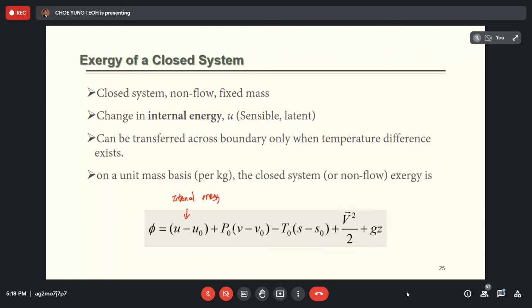The second term, if you still remember, P0 is the environment pressure, and this is the change in volume. So this one is the work done to the surrounding. It means that if you want to push the piston, you need to work against the surrounding pressure. So it's work done to the surrounding. And then the third one is the irreversibility.